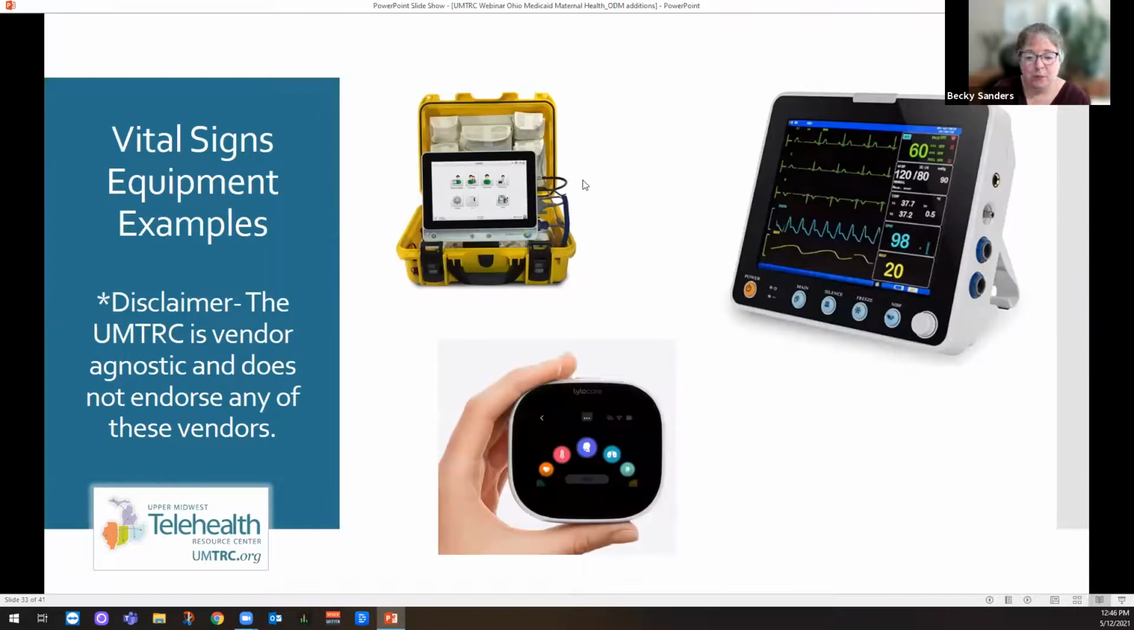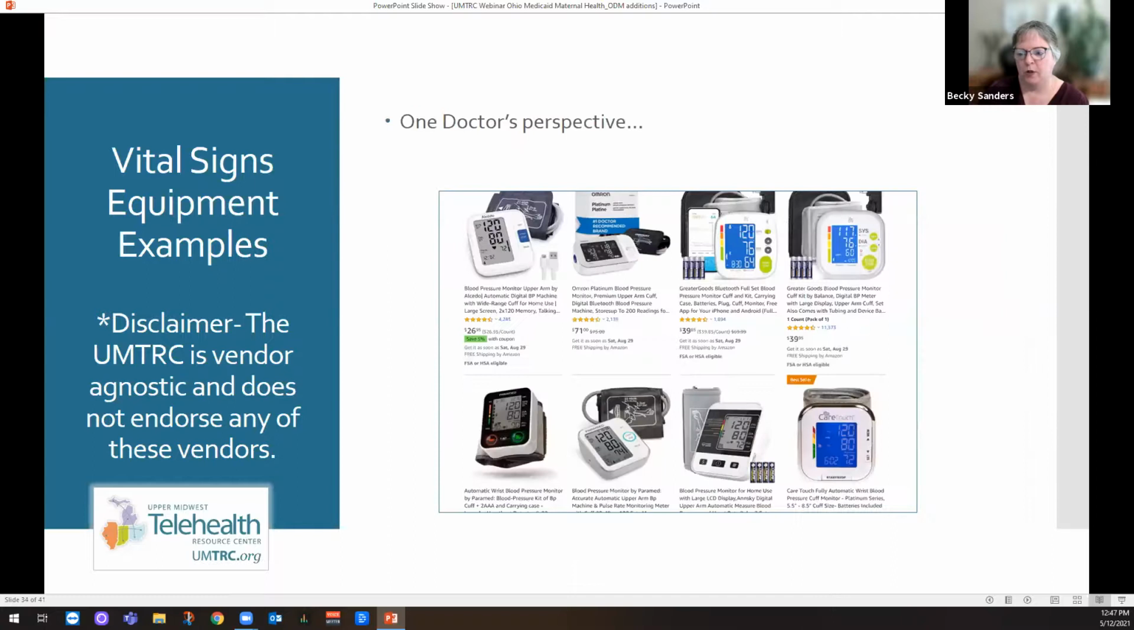Again, some examples of equipment. You're probably not going to send a kit like this home with every patient because they're probably in the $1,500 to $3,000 range. Even some of these other ones are a little bit more expensive than what you want to send home with your patient.